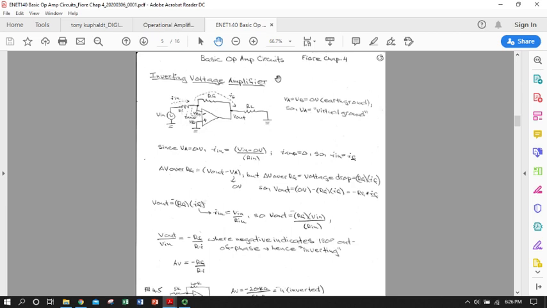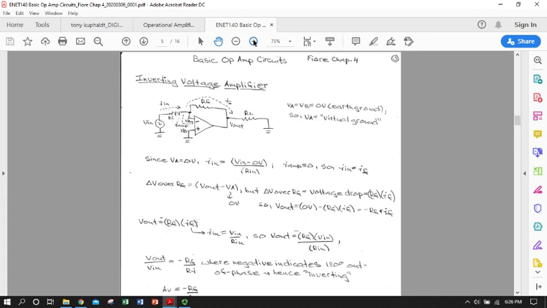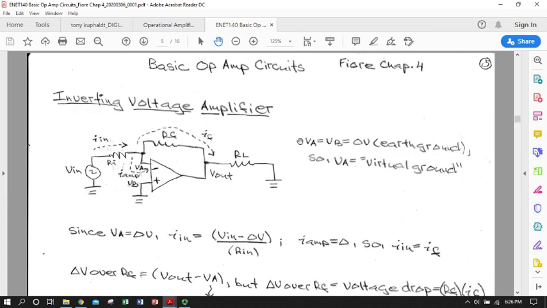So when we left off at the end of the last recording, we were doing non-inverting voltage amplifiers, and in that case our voltage signal was being applied to the non-inverting terminal, and we were looking at the effect of the feedback resistor network on voltage gain. So now we're going to switch gears a little bit and look at what happens when we apply a voltage signal to the inverting terminal.